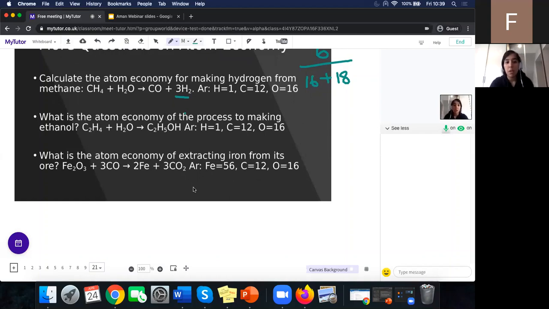So it'd be 56 times 2, which is 112, divided by our reactants. So that'd be 3 times 12, which is 36, plus 16, which is 52 for carbon monoxide, plus our iron oxide. So remember that is 56 times 2, which is 112, plus 16 times 3, or plus 48, which gives us an answer of 160. So if we do 112 divided by 160 plus 52, we then times by 100, we get an answer of 52.8%.